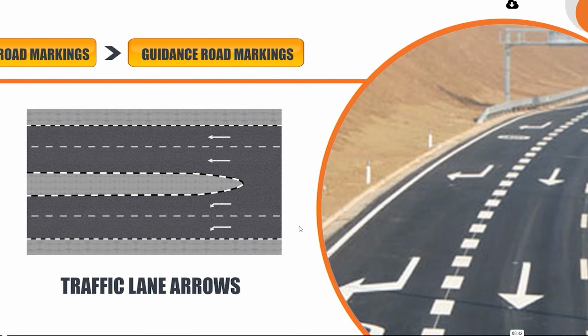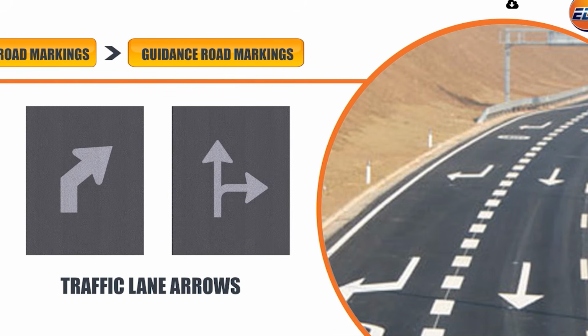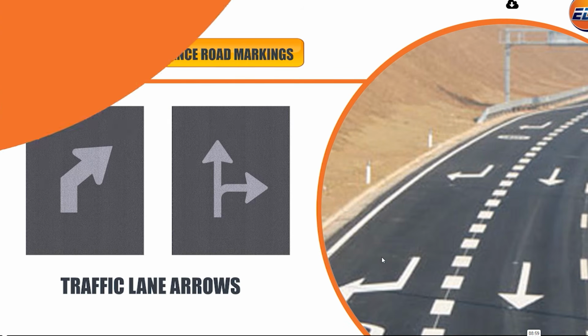Traffic lane arrows. Traffic lane arrows are marked in the middle of the lanes. These indicate the direction in which traffic in these lanes must travel. These arrows indicate the deceleration lane ahead. This arrow guides the motorists to move into the lane as indicated.